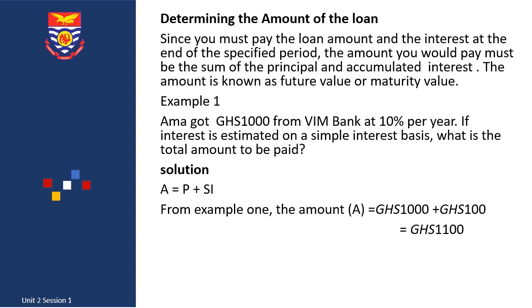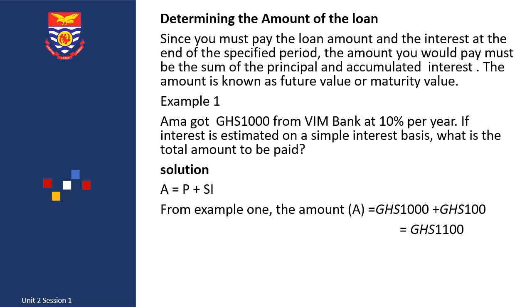Alright, so in a question, you may be asked to find the amount of the loan. The amount of the loan is actually the amount that you are going to pay back. So the principal amount plus the simple interest that was calculated on it. The summation of the principal and the interest will give you the amount that you are supposed to pay. So it looks more like the future value of the borrowed amount that you are going to pay.